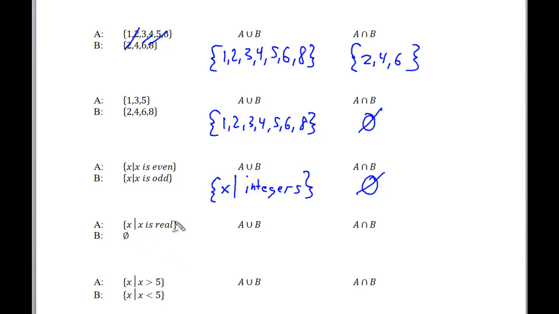Now, what if x is real and the empty set is the extra set? The union of nothing and all real numbers is going to be, well, x is going to be real. And what is the intersection? What do these have in common? Well, if you have the real numbers and the empty set, the empty set is their only thing in common.